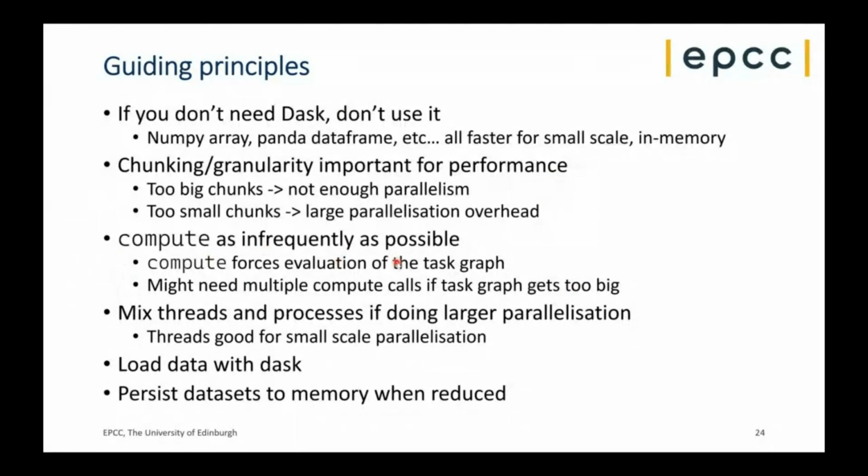Compute should be called as infrequently as possible. So forcing the task graph to be evaluated should be done as infrequently as possible, because the task graph can do some optimizations if it can see the whole task graph before it runs. So it can find out intermediate results are not needed and get rid of those and those kinds of things. But there are times when actually you may need to run the compute multiple times and at different stages in your program if the task graph gets too big.